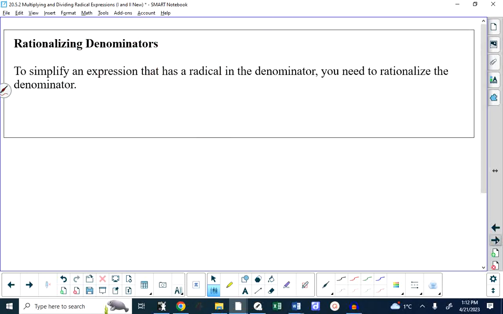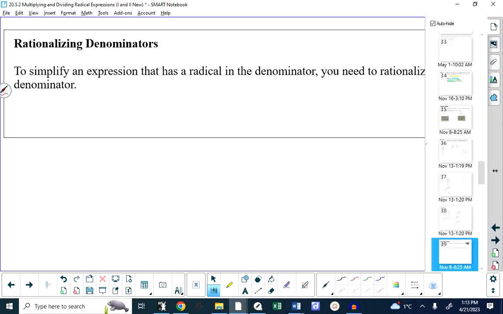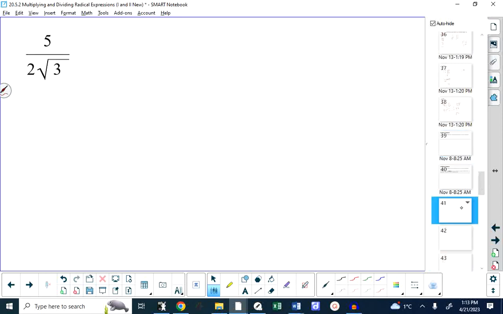Now we have to move on to something that's more complicated. And it's going to get more complicated even next week. To simplify an expression that has a radical in the denominator, you need to rationalize the denominator. What does that mean? If I take a look at this expression, if you want to write this down, you can, but it's not in your notes. This expression is a radical expression. It contains a radical, but there's a radical in the denominator. So to rationalize this expression means to remove the radical from the denominator.